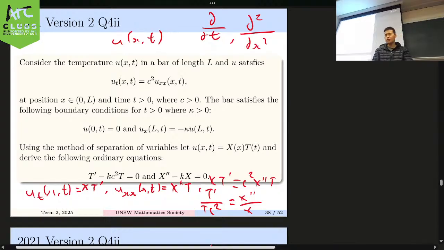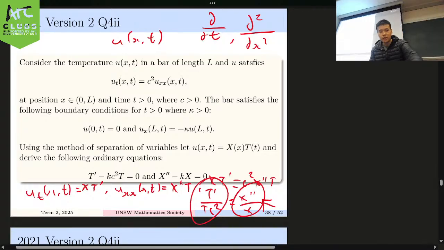Okay. So why do this? Because what we can see here is this is a function of t. So T dash over T c squared must be a function of t. It doesn't matter what t is, it just has to be a function of t. There must be some t terms on this side. But I can say the same thing for the right side, for X double dash and X. That is entirely involving x's, whatever x is. The result must also be x's. So the left side must also have x's.